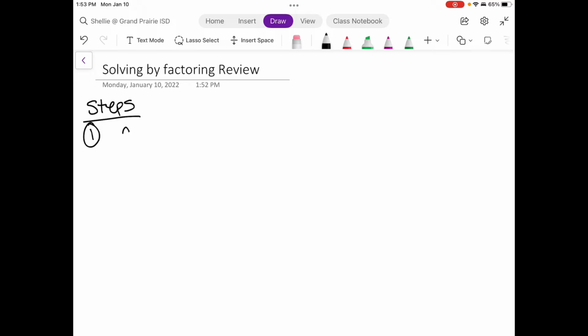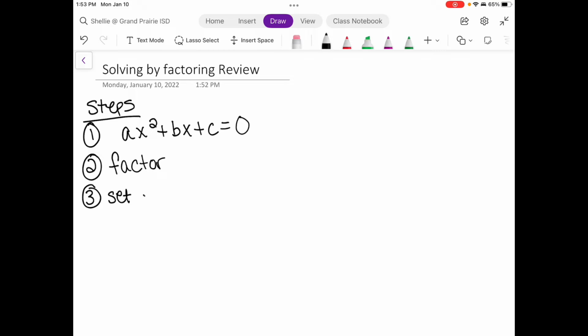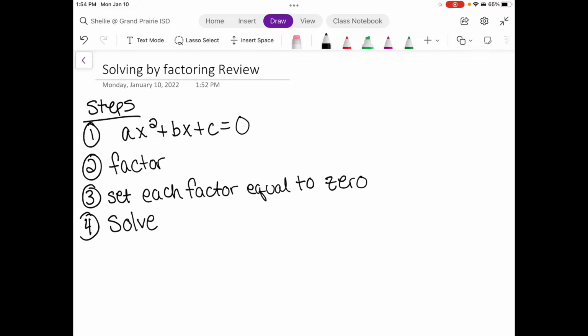to 0. So you want the whole thing to be in this form so that the whole equation is equal to 0. Once it's equal to 0, the next thing you want to do is factor, and you want to make sure that you factor that completely. Then you're going to set each factor equal to 0. And then you're going to solve the equation, or the two equations that you'll actually have.